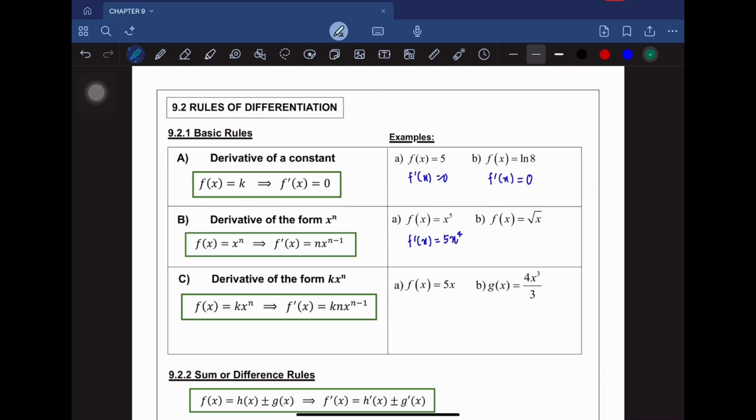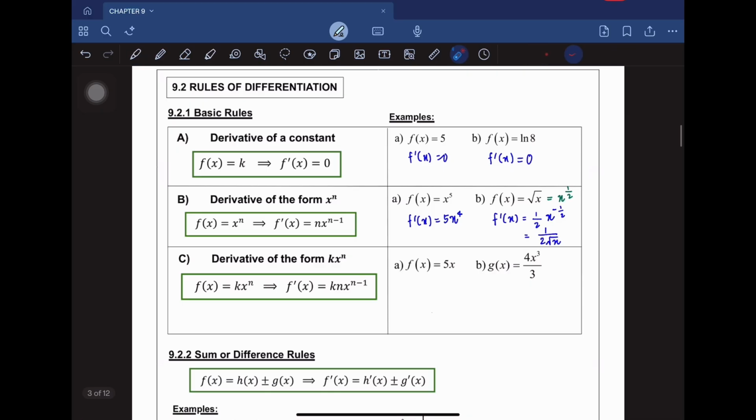Okay, so untuk b pula, we know that square root of x is x to the power of 1 over 2, so f prime x is equal to power bawa ke depan, salin balik, power dia berkurang 1, so jadi negatif 1 over 2, ataupun awak boleh tulis dia sebagai 1 over 2 square root of x. Okay, benda yang sama.